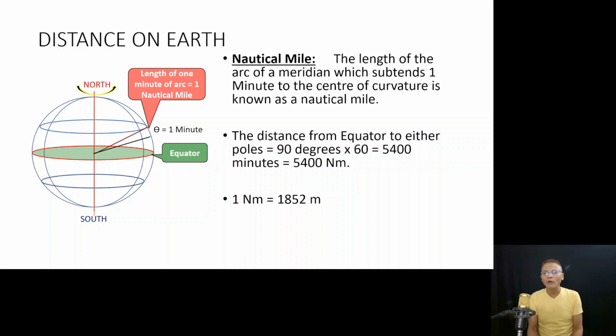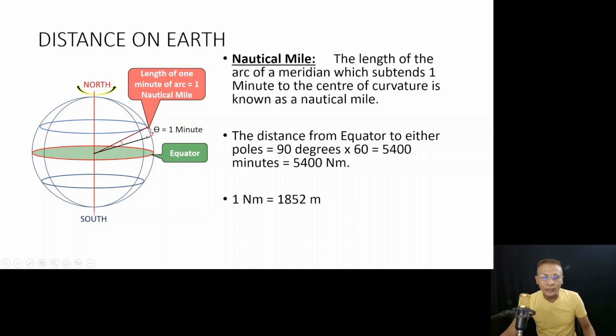When we talk about the nautical mile, it is nothing but the length, kindly follow me on my mouse pointer, the length of the arc of a meridian. As we see, the line which is in blue color is the meridian. The length of the arc of the meridian which sustains 1 minute of angle at the center of the curvature, if this particular angle is 1 minute at the center of the curvature, the length of this particular arc is 1 nautical mile.